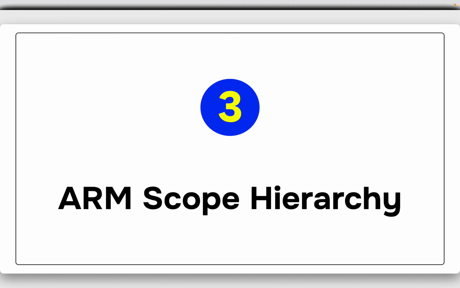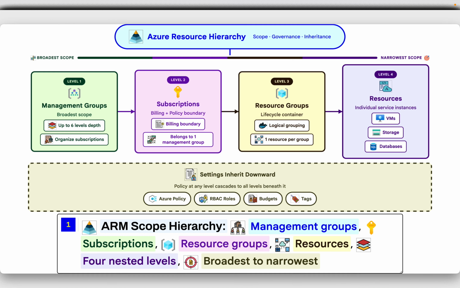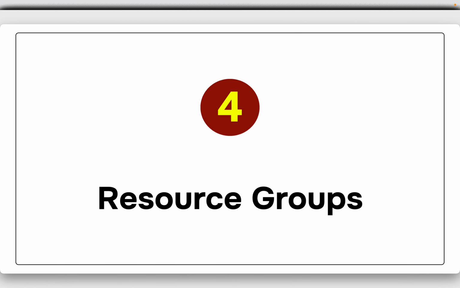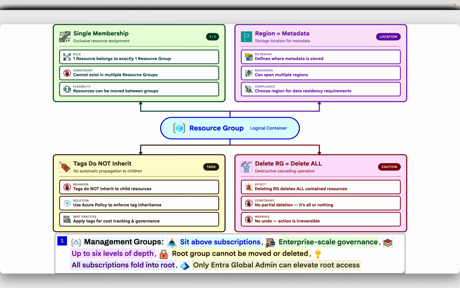Third topic, Azure Resource Manager scope hierarchy. Azure Resource Manager organizes Azure into four nested levels of scope: management groups, subscriptions, resource groups, and resources. These go from broadest to narrowest. Settings inherit downward in Azure Resource Manager. A policy assigned at the management group level cascades to all subscriptions, then to all resource groups, and then to all resources beneath it.